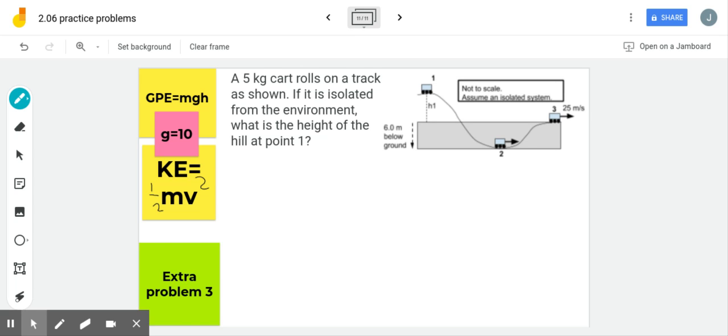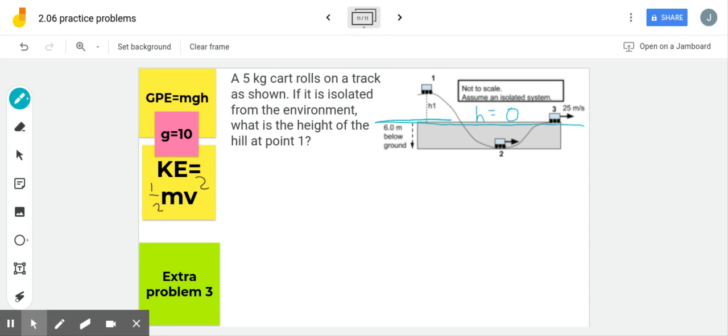Here's how to do question 11. A 5-kilogram cart rolls on a track as shown. If it is isolated from the environment, what is the height of the hill at point 1? So let's first set, because there's a lot going on here, a reference height of 0. I'm going to set it right here. And here's why.